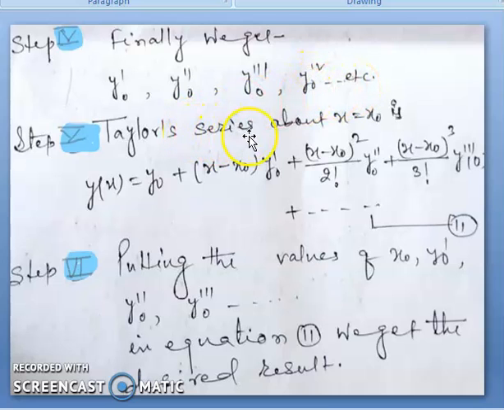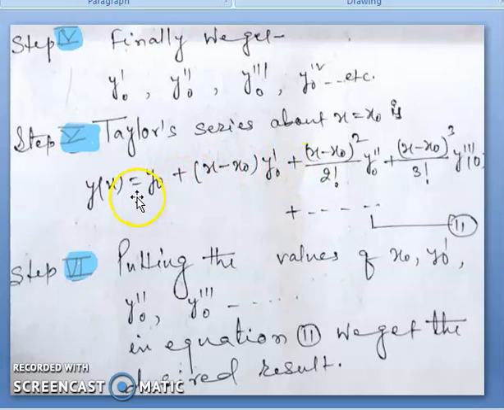Now using the Taylor series about x equal to x0: y of x equal to y0 plus (x minus x0) y0 dash plus (x minus x0) square divided by factorial 2, y0 double dash plus (x minus x0) whole cube divided by factorial 3, y0 triple dash plus dot dot dot many more. This is equation number 3. So this is the formula of Taylor series about the point x equal to x0.